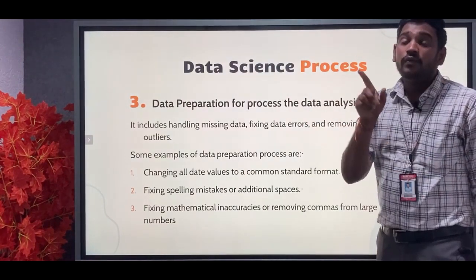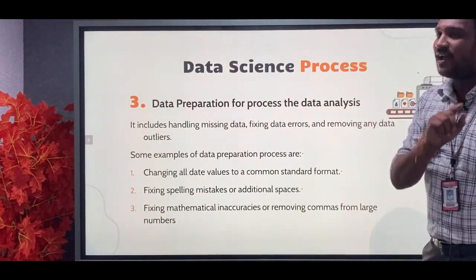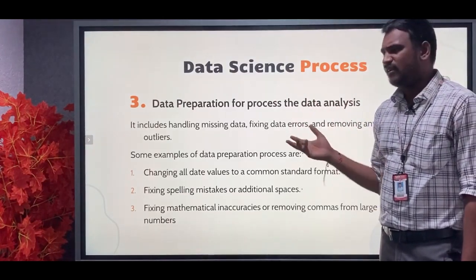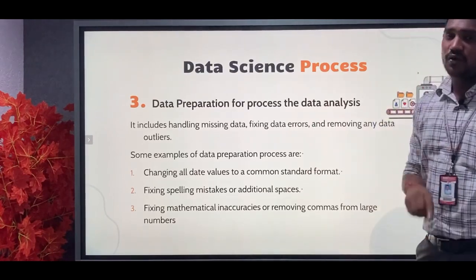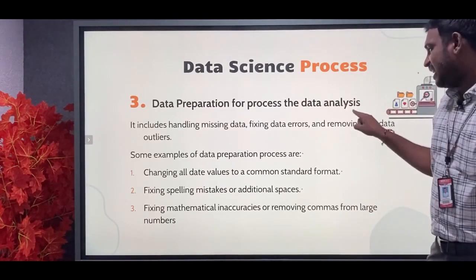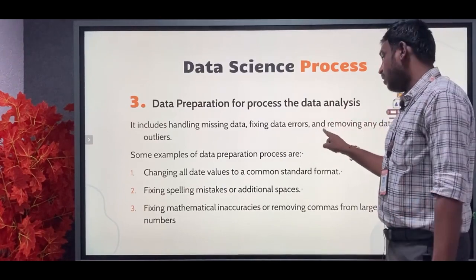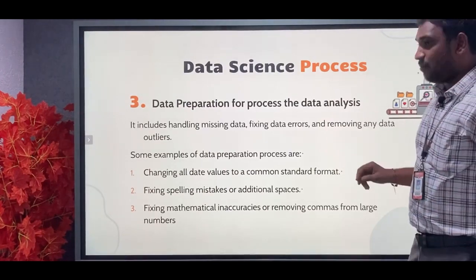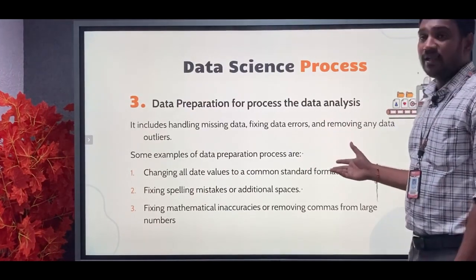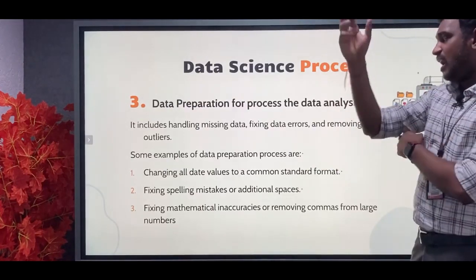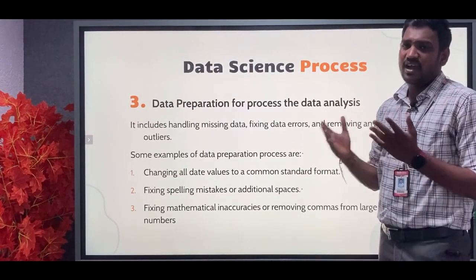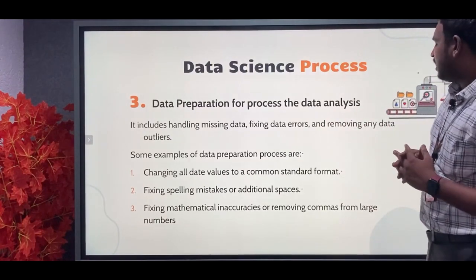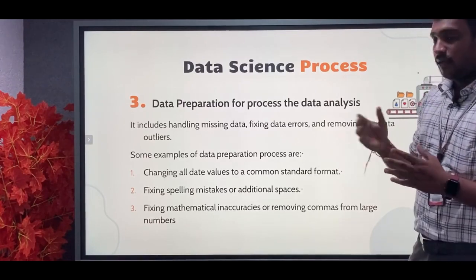At that time you have to fill the missing values, if it is a number, by using the mean or the most probable value. Some techniques are there. You have to fill the missing data and fix data errors. Suppose somebody enters a number instead of a name, then the process will not be completed. Next, removing any data outliers. If something is an outlier which is not useful for data analysis or the data science process, then you may remove those outliers from the data.